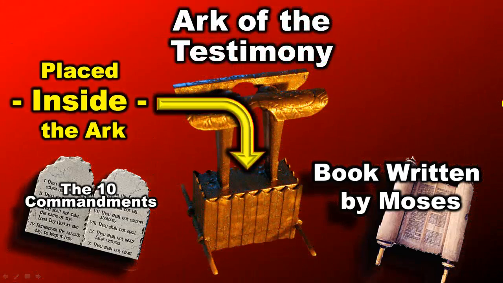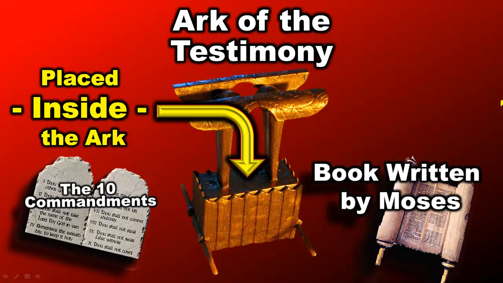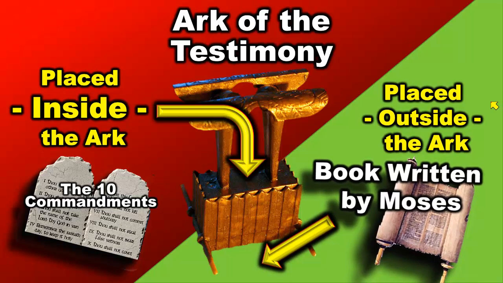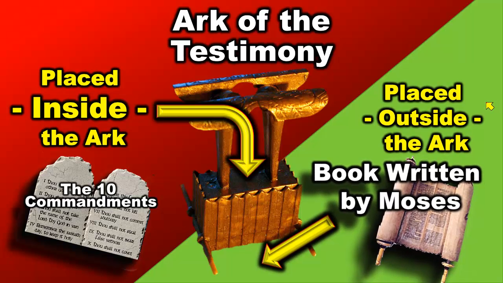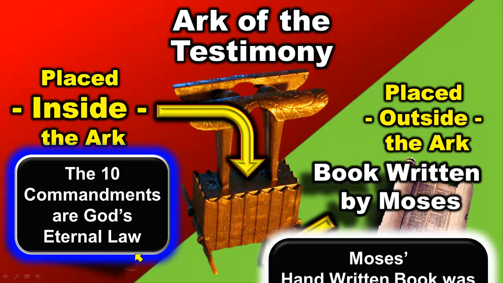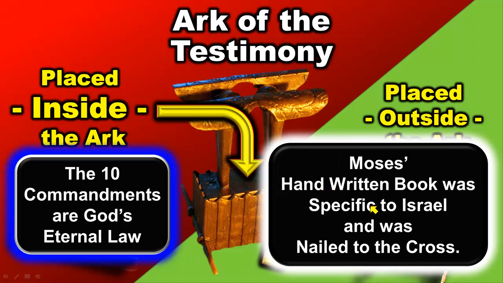The 10 Commandments were placed inside the ark, and the book written by Moses was placed outside the ark. So this is what was nailed to the cross, the book of Moses, not the 10 Commandments. The 10 Commandments are God's eternal law. Moses' handwritten book was specific to Israel and was nailed to the cross.